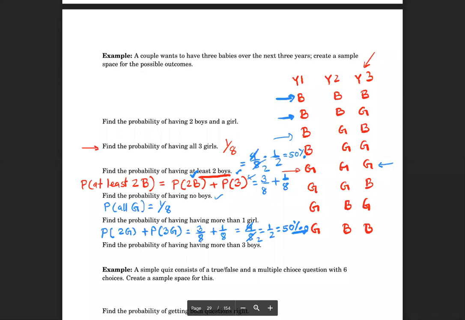Now, probability of having more than 3 boys. So the probability of more than 3 boys. What is this one? Can anybody help me out? What is the probability of having more than 3 boys? Anybody?